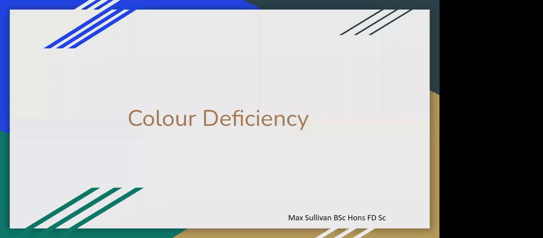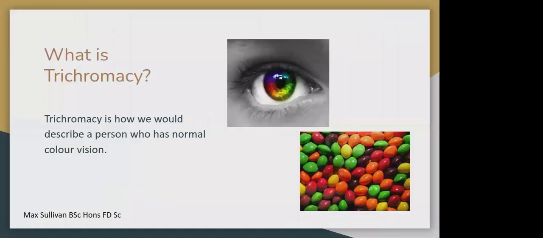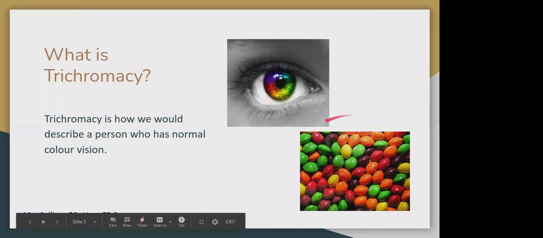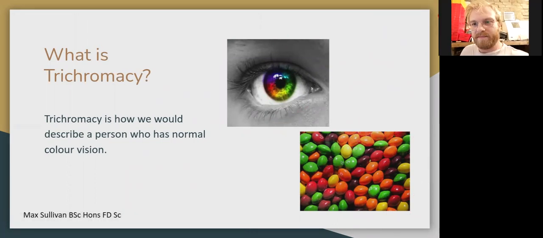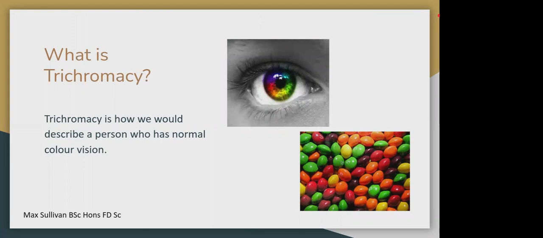Okay, so in terms of colour deficiency, the best way to start would be talking about trichromacy itself. The best way to describe trichromacy is essentially a person who has normal colour vision, so no real issues with their colour vision at all, and they'll be seeing just about any colour that you need to. I've got the example of the Skittles here, which I thought was a nice way to show you all. It's definitely a colourful picture. It's the best way to start, just to show you what someone who hasn't got a colour deficiency would be described as.